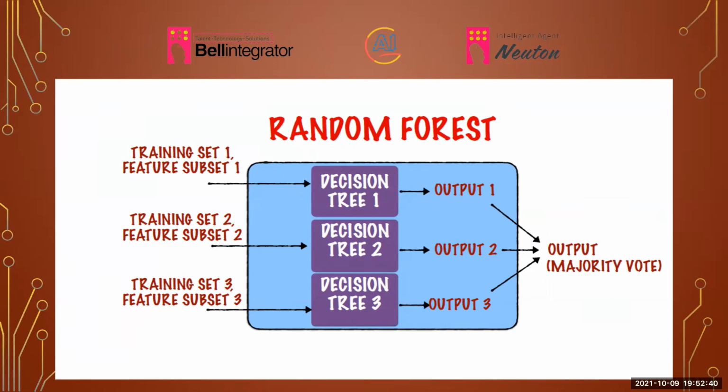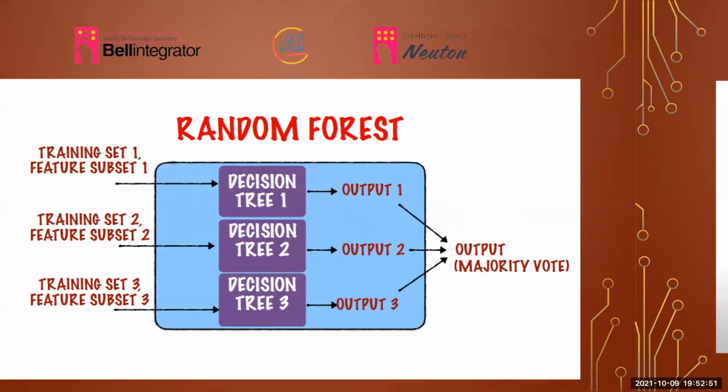So the difference between bagging and random forest is that in bagging you can use any ML algorithm, but in random forest you use only decision trees, because it's a forest. So only trees are allowed.